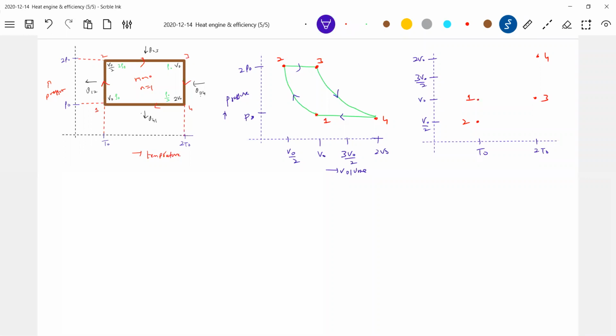Isothermal compression, a vertical line. 2, 3: how do you represent an isobaric process in a PT graph? A straight line passing through the origin. 3, 4, isothermal. Again, a straight line passing through the origin. The curve should be such that a straight line passing through the origin comes.